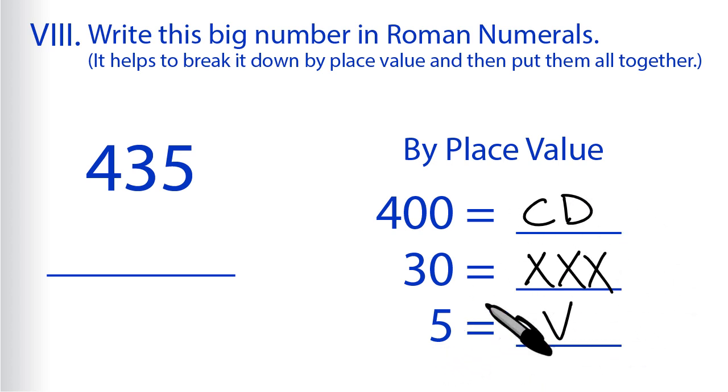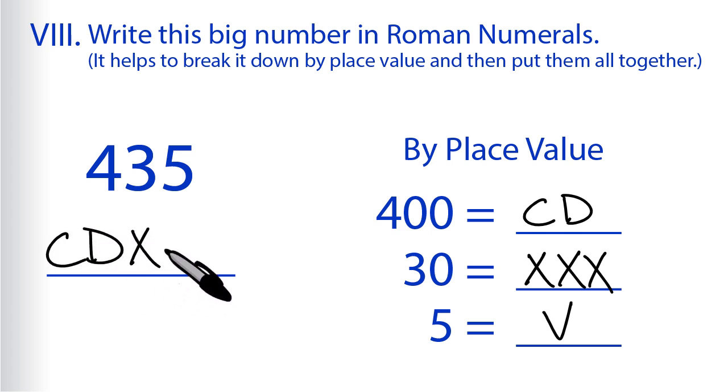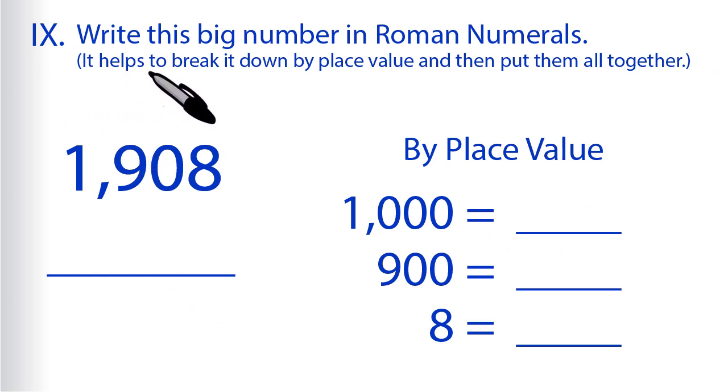So we put it all together, and we need to do it in order. We need to start with the largest place value symbols first. So CD, 400, and then XXX, 30, and then V for 5. So 435 is CDXXXV. For problem IX, we're supposed to write this big number in Roman numerals.